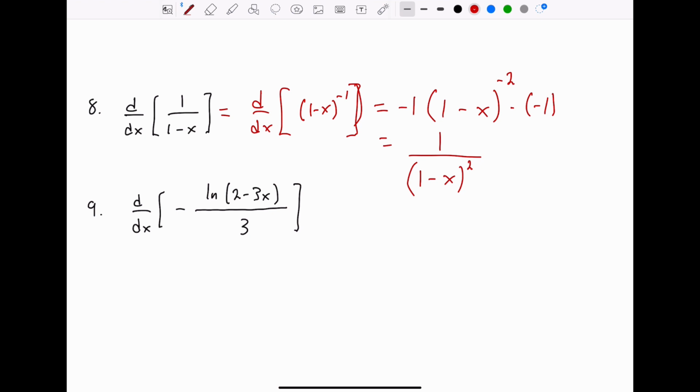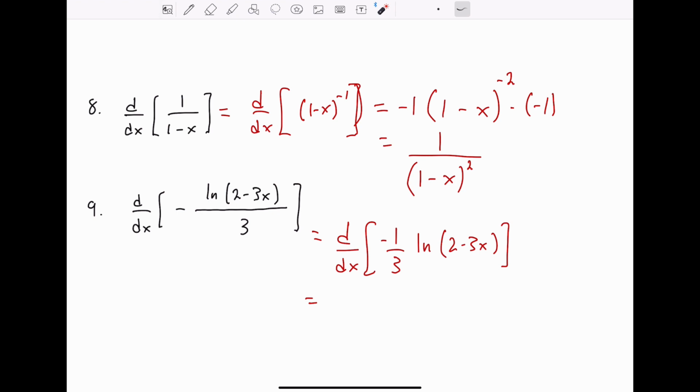Finally, example 9. It looks like we might have to use the quotient rule because it looks like we have a fraction, but it's easier to think of this as negative 1/3 times the log. So let's write it as negative 1 over 3 times the natural log of 2 minus 3x. And the derivative of a constant times a function is just the constant times the derivative of the function. So we'll multiply by negative 1/3 times the derivative of the natural log of 2 minus 3x. The derivative of the natural log is 1 over whatever's inside. So 1 divided by 2 minus 3x.